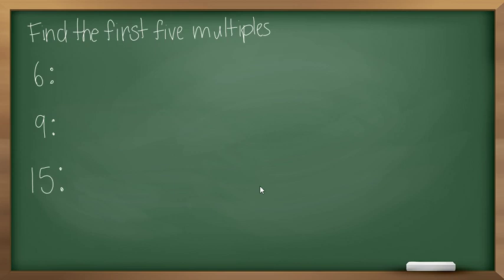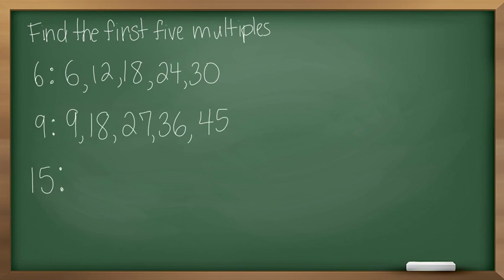So if I'm looking for multiples of 6, I'm going to start with 6, and I'm going to go 6, 12, 18, 24, 30. So that would be the first 5 multiples of 6. Of course, multiples keep going forever, but for this question, we're just looking for the first 5. And then same thing for 9, we're skip counting by 9. So we're like 9, 18, 27, 36, 45, and that's the first 5.